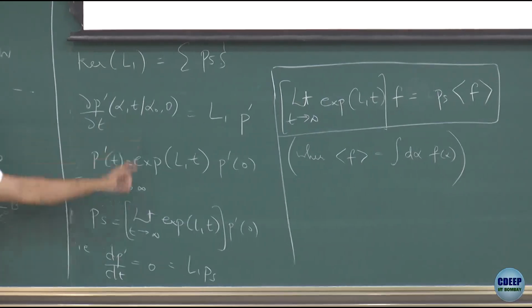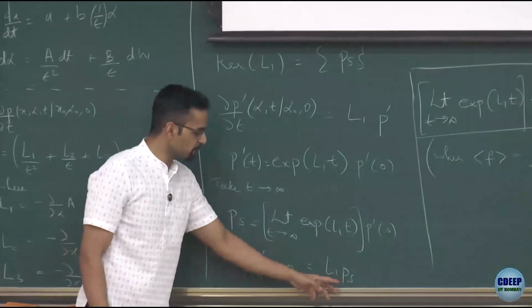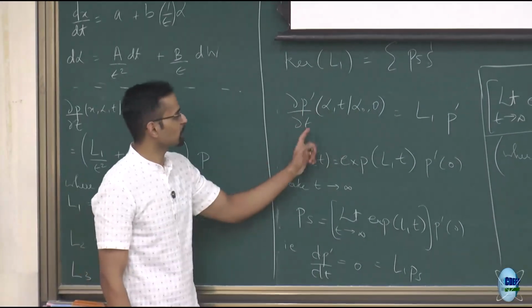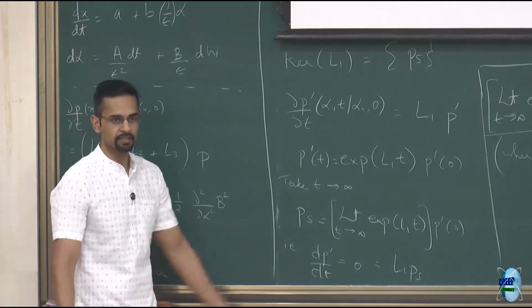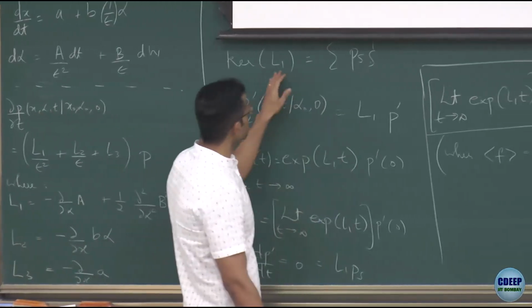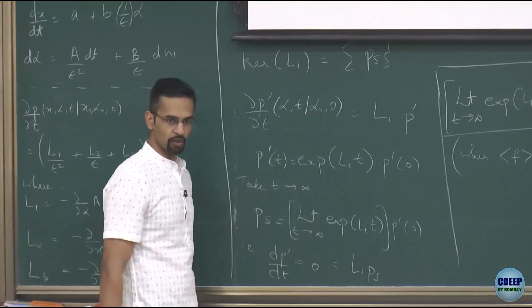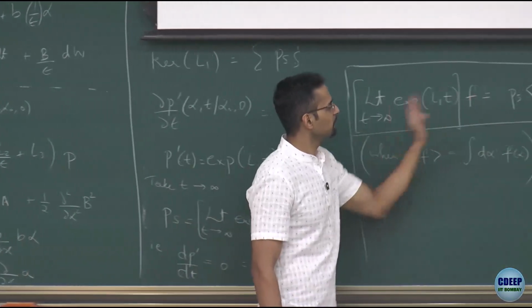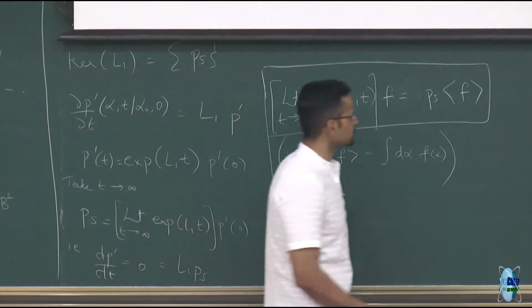Okay, but independently of that, we also know that PS is defined as the null space, that L1 PS equal to 0, because obviously then for that case, automatically it's a steady state of the Fokker-Planck. It's a stationary solution. So we know that the kernel is non-empty, it's spanned by PS. Moreover, PS can be obtained by action of this exponential operator.